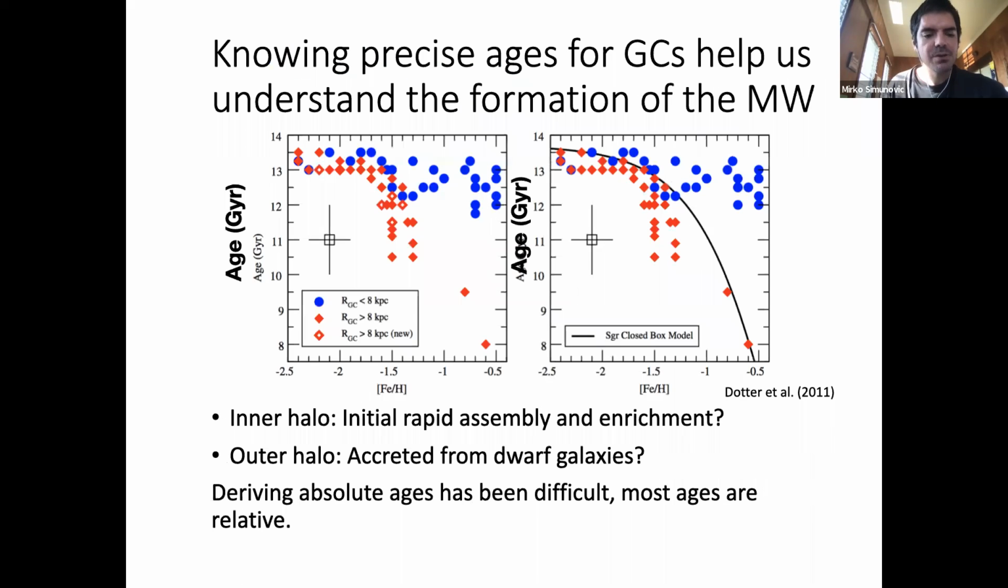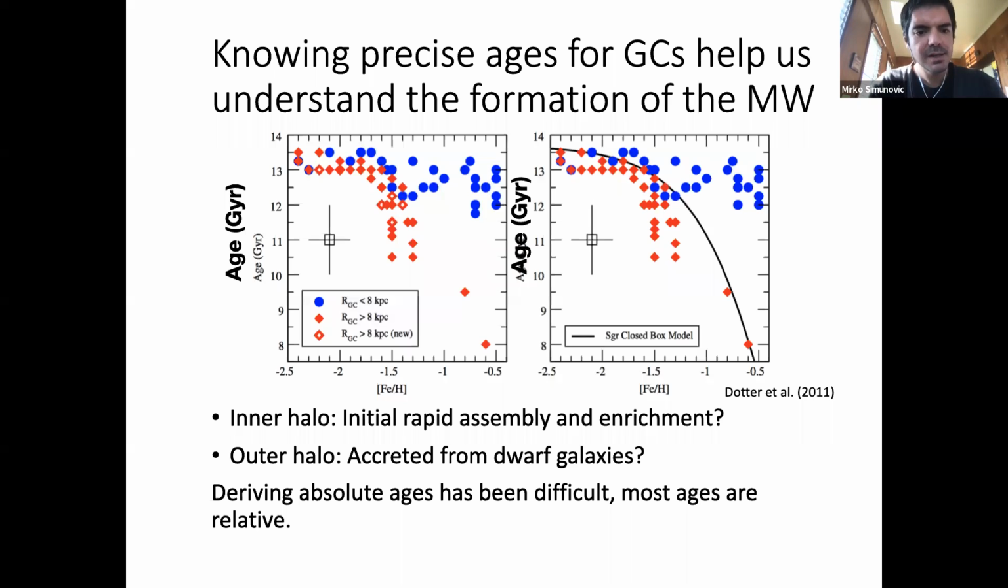So when you measure the age of many clusters, you can begin to understand the formation of the Milky Way, okay? So in this diagram, let's just focus on the left diagram for now. Forget about the right diagram, which is essentially the same information. On the left, you have age on the vertical axis, and metallicity on the horizontal axis. Don't pay much attention to the metallicity for now. Just focus on age. Each point is an individual cluster.